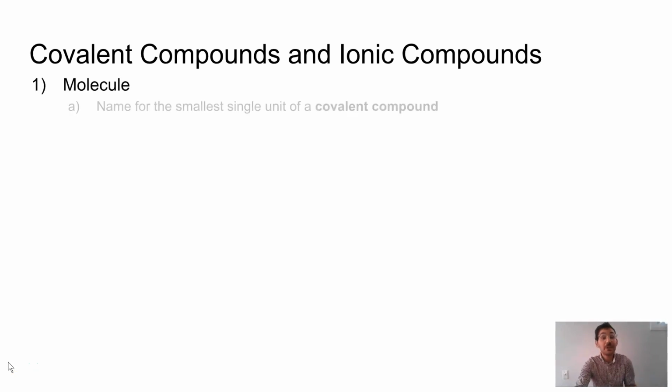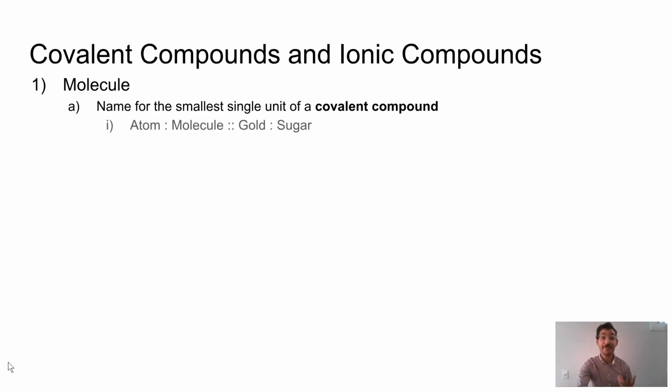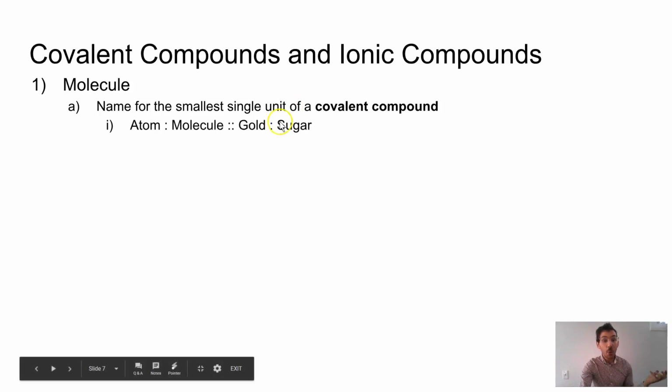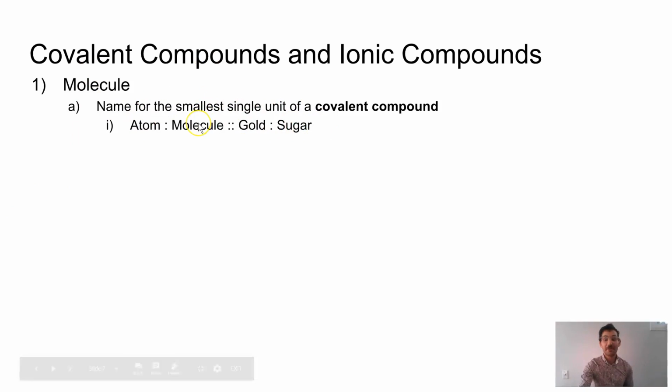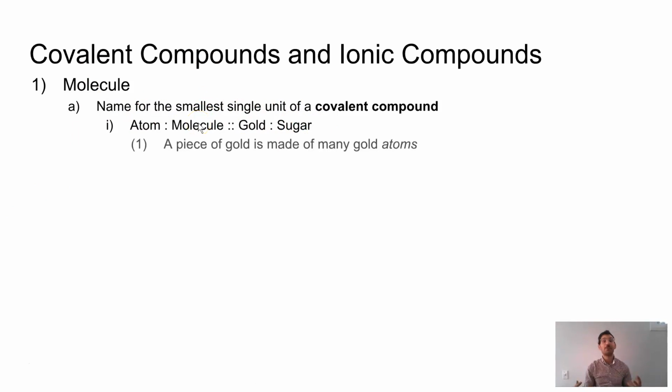So let's talk about covalent compounds and ionic compounds, because compounds are great. If we're talking about covalent compounds, we're going to be talking about molecules. This is the name for the small single unit of a covalent compound. When we break covalent compounds into their individual units, the smallest unit we can get is a molecule. So atoms are related to molecules, as gold is made up of many, many, many atoms. If we have a sample of sugar, it's going to be made up of many, many molecules. Those are the smallest unit.